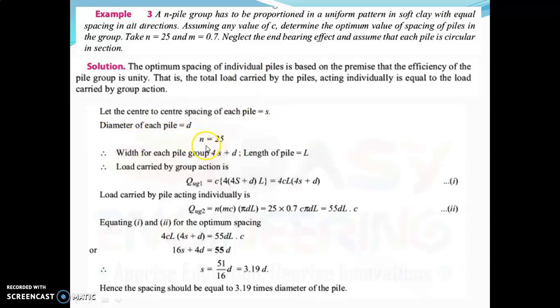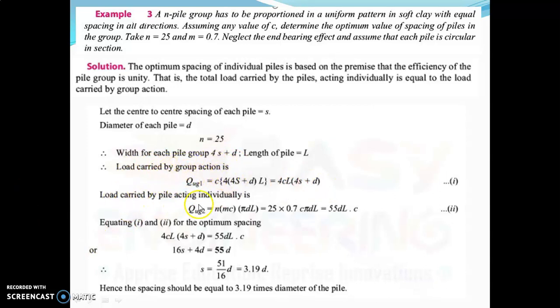Now it is given that the number of piles N is equal to 25. So the width of the pile group is equal to 4S plus D. This is the formula to find the width, that is 4S plus D. The length of the pile is L. The load carried by group action, that is Qug, is equal to C into 4S plus D into L, which when simplified gives 4CL into 4S plus D. This is the load carried by the group of piles.